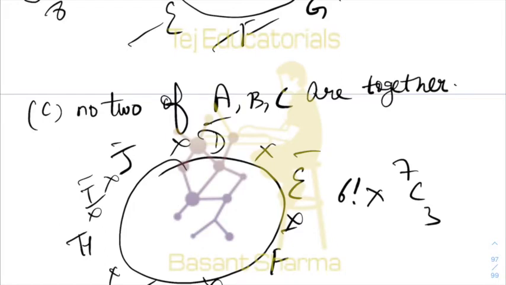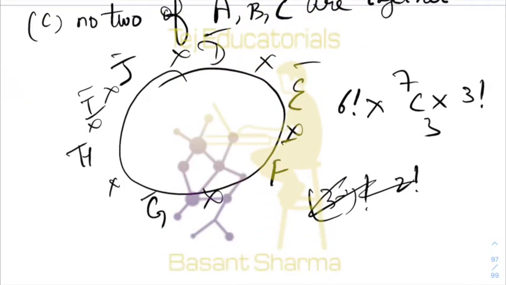Now once you have selected the 3 gaps, you can arrange A, B and C in 3 factorial ways in those gaps. Now don't say that you can do that in 2 factorial ways. Don't say 3 minus 1 factorial, because once you have fixed an arrangement of the remaining 7 objects, for the 3 gaps circular arrangement does not make any sense. For those 3 gaps, it is linear arrangement that will be taken into account.